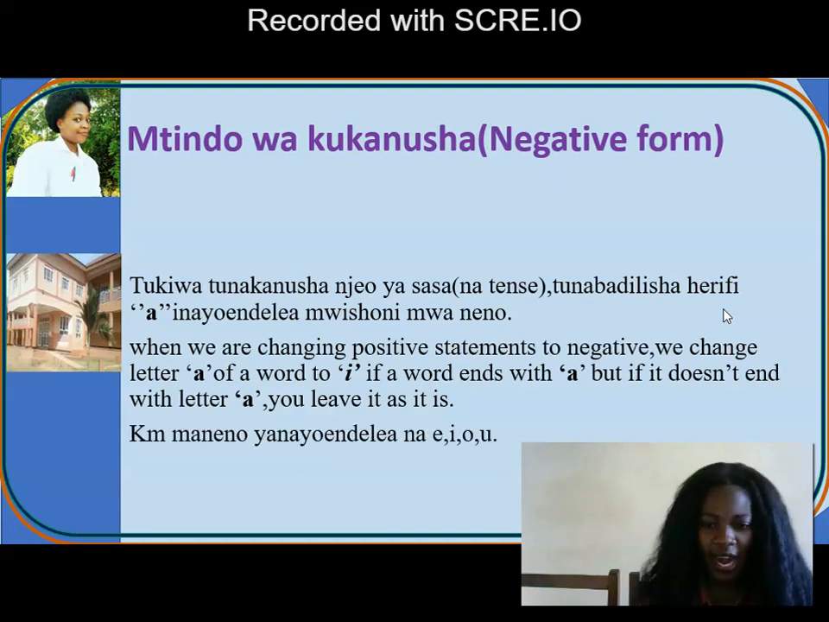So let's look at some of the words that end with some of these vowels. We have vowels, or irabu: E, I, O, and U. Whenever you find a word ending with one of these letters, you should not bother to change. But if you find a verb ending with letter A, then what should come to your mind is that you have to change that A into I.